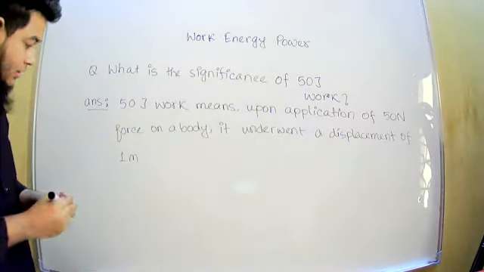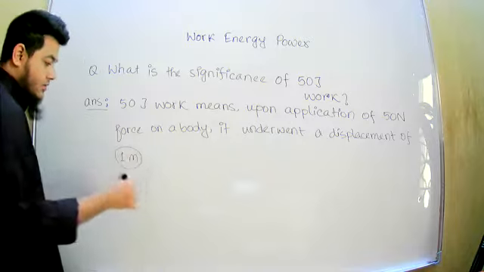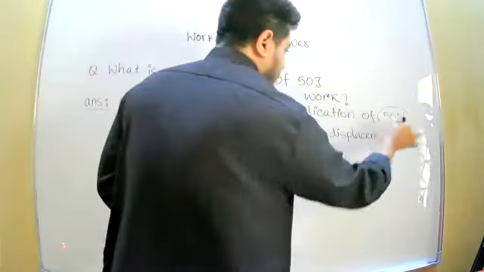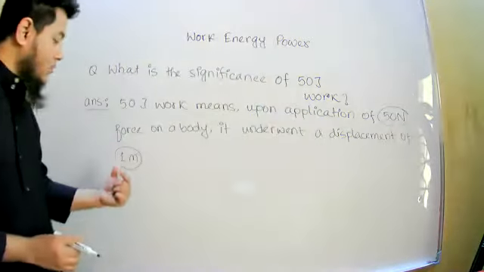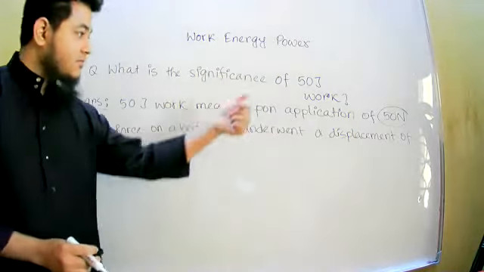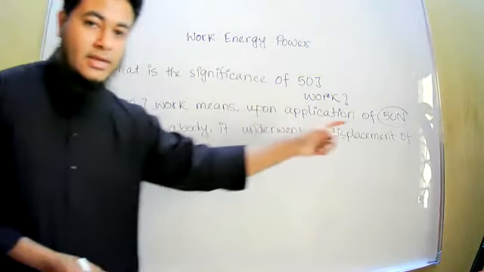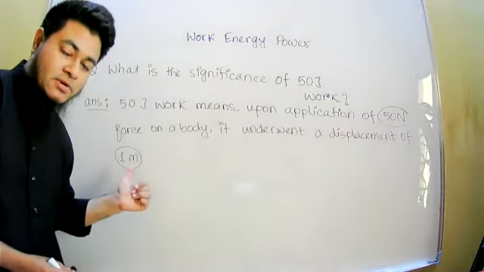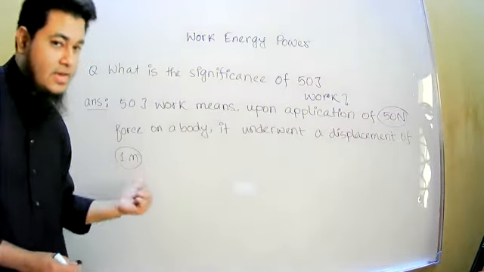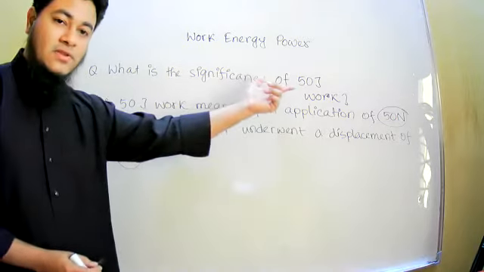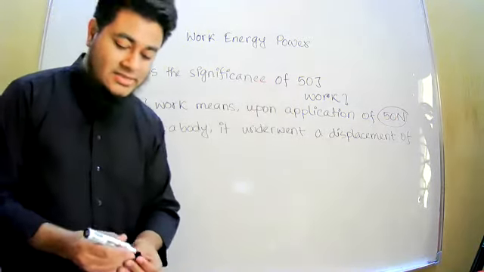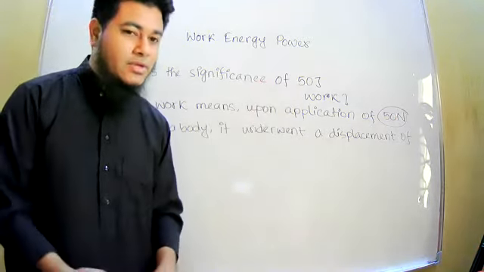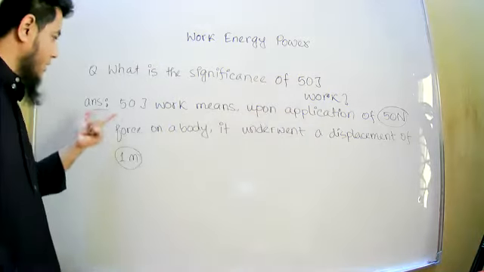Finish. Now these two numbers, you have the liberty to choose. I have taken 50 and 1 because 50 ones are 50. You can take this number to be 5. Then what has to be the displacement? 10, because 5 into 10 is 50. So it's up to you. If the basic is clear, you can write it any way you want. No problem.